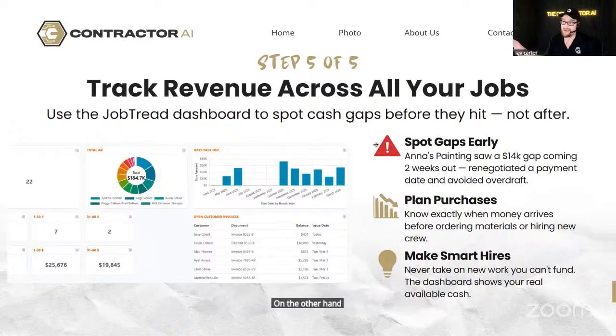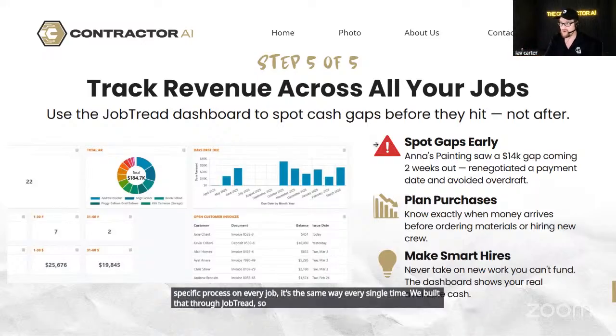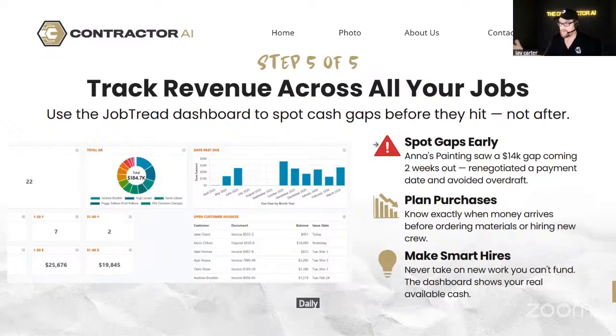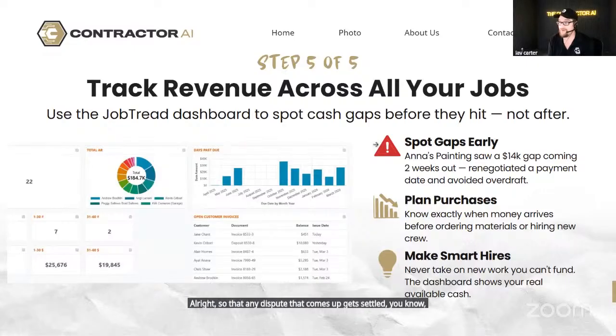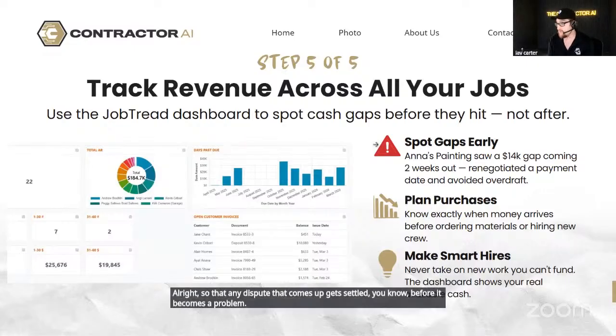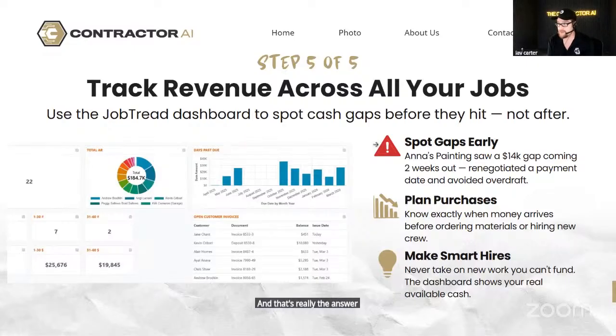On the other hand, I'd say 90% of my disputes get resolved merely with my contract, the terms we have, and the fact we follow a very specific process on every job. It's the same way every single time. We built that through JobTread, so that's through to-dos and daily job reports being updated, so that any dispute that comes up gets settled before it becomes a problem. And that's really the answer I'd like to put forth: if you're proactive, you shouldn't have too many.